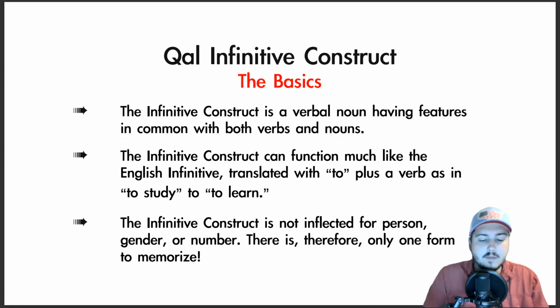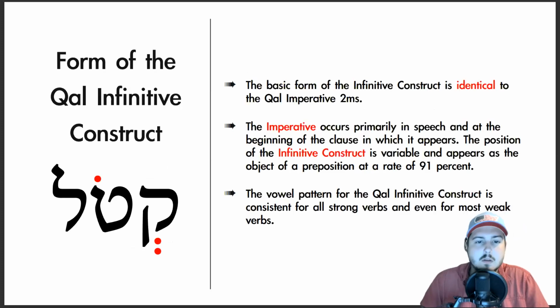The regular form of the Qal infinitive construct is shemor. The infinitive construct is a verbal noun having features in common with both verbs and nouns. The infinitive construct can function much like English infinitives, translated "to" plus a verb, as in to study, to learn. Kind of like lemor that we learned already back in chapter 4, I believe, means to say or saying. The infinitive construct is not inflected for person, gender, number. There's only one form to memorize. This right here, qetol or shemor.